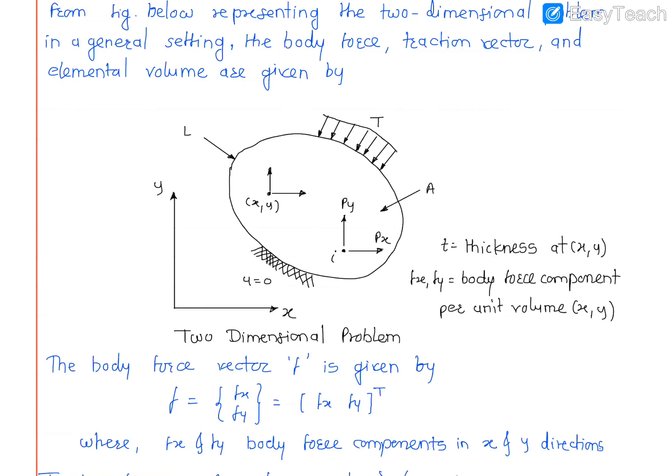Now this figure represents the two-dimensional problem subjected to a traction force, fixed at this end, and having a body force also acting on it. This is the point i, where we have the point loads Px and Py in the x direction and y direction, having a cross-sectional area A.